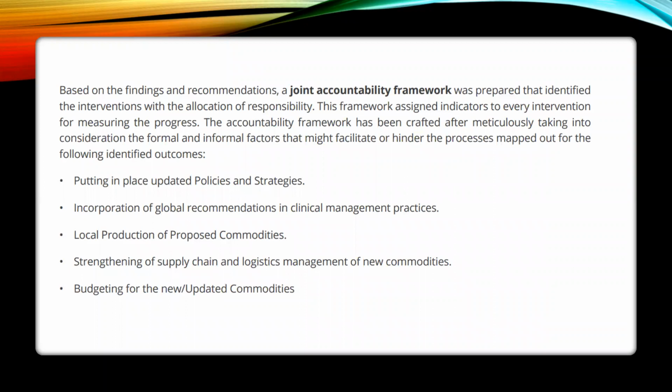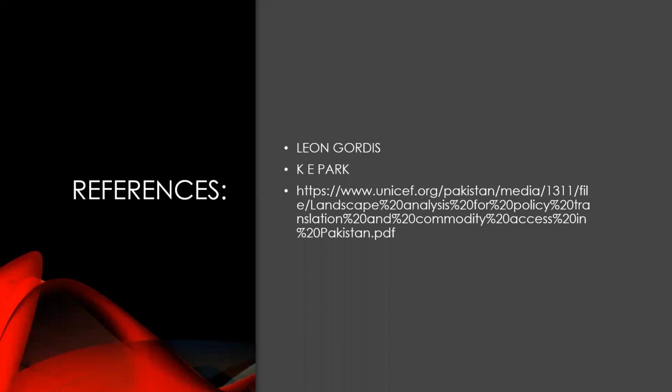Based on these findings and recommendations, a joint accountability framework was prepared and identified the intervention with the allocation of responsibility. The following identified outcomes were: putting in place updated policies and strategies, incorporation of global recommendations in clinical management practices, local production of proposed commodities, strengthening of supply chain and logistics management of new commodities, and budgeting for newly updated commodities.